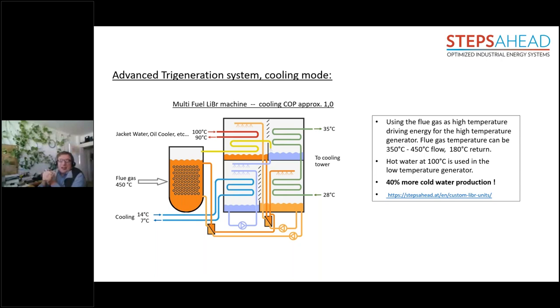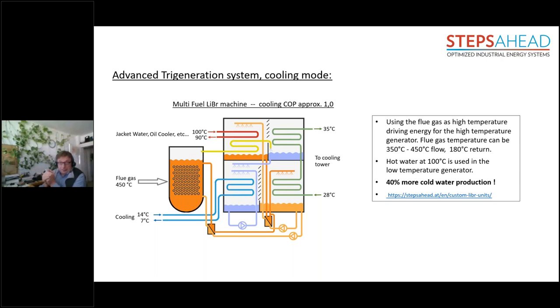Boiling up the solution produces steam. This goes via the yellow pipe to the so-called low temperature generator, the LTG, and is there used as driving energy for boiling up a second set of weak salt solution. And this is why this type of machine brings, out of the same amount of driving heat, the higher output of cooling. In this special machine, the difference to the standard double stage chiller is that in the low temperature generator you will see in red an additional heat exchanger that brings in heat to the low temperature generator in form of hot water from the jacket water of the engine, from the oil cooler, etc.